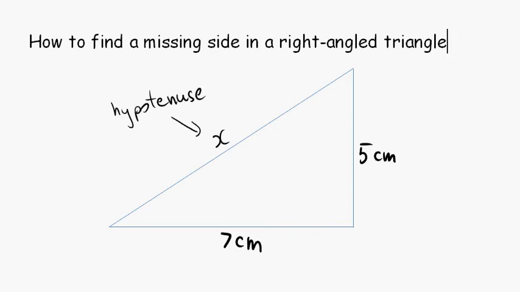If that's the case, we create the Pythagoras equation with the plus sign, and it looks like this. Hypotenuse squared will be equal to this number squared plus this number squared, like this.